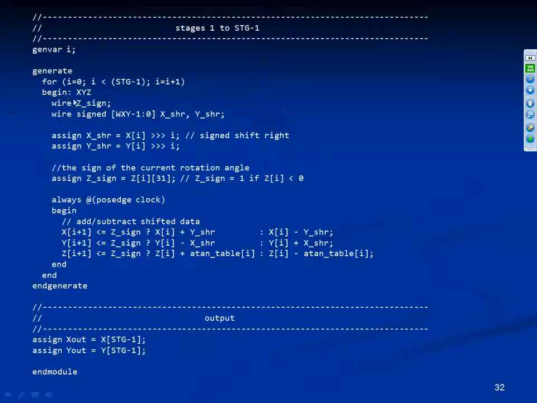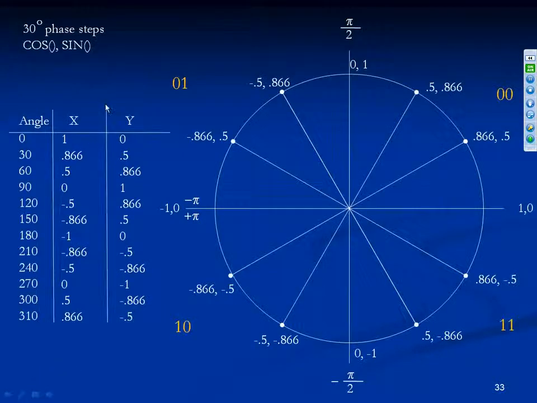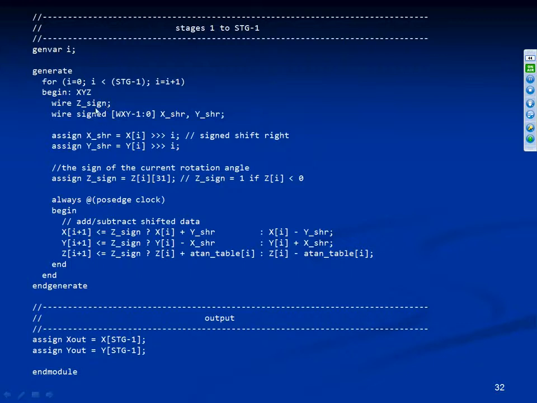Nobody else can access that. Okay, so Z sine will be different for each block that's generated here. So just look at it as this begin end block of all this Verilog in here replicated this many times, STG times. Okay, so what do we have in here? Well, we have this Z sine, because we need to know the sine of the angle as we go through our iterations.